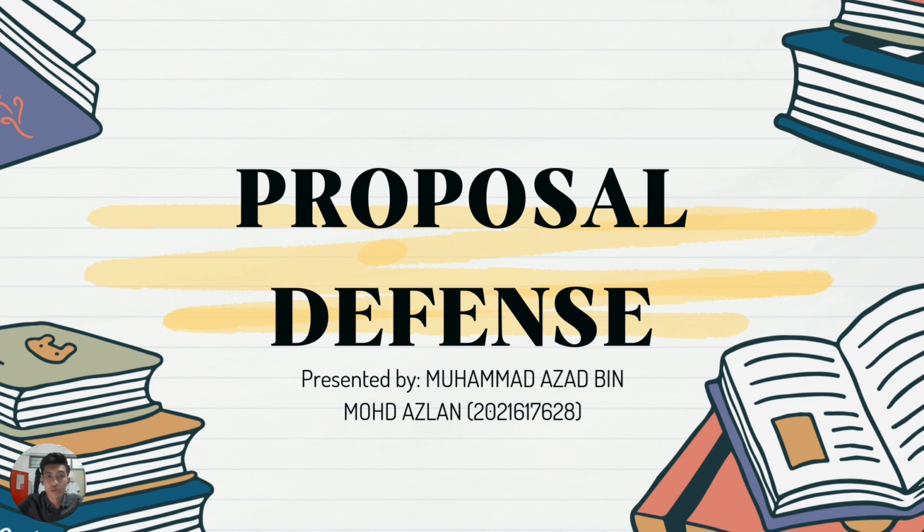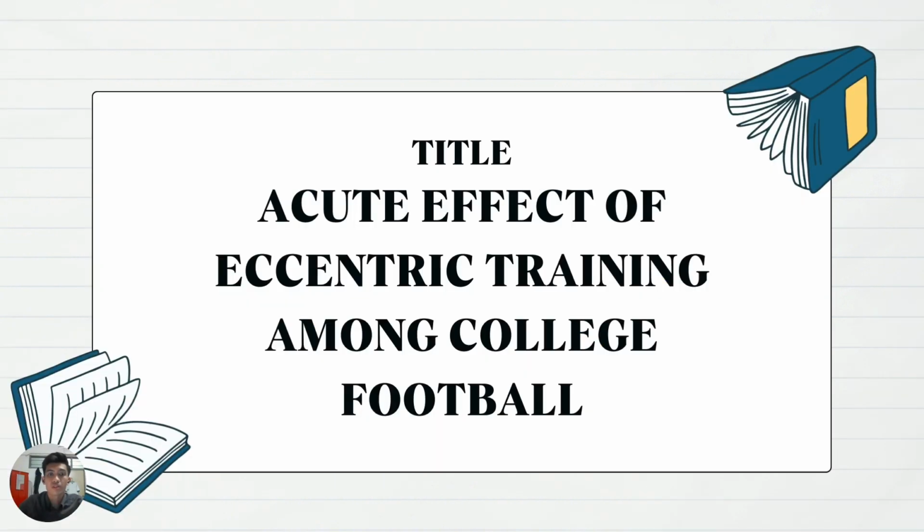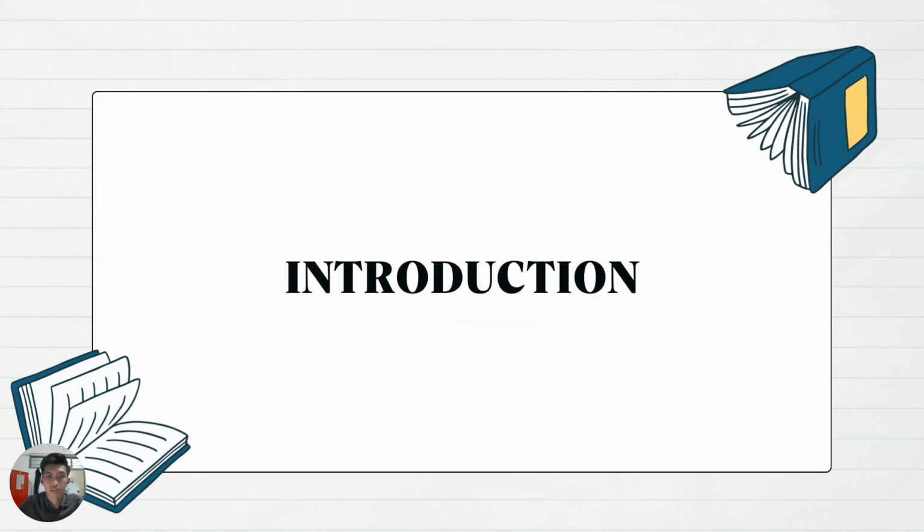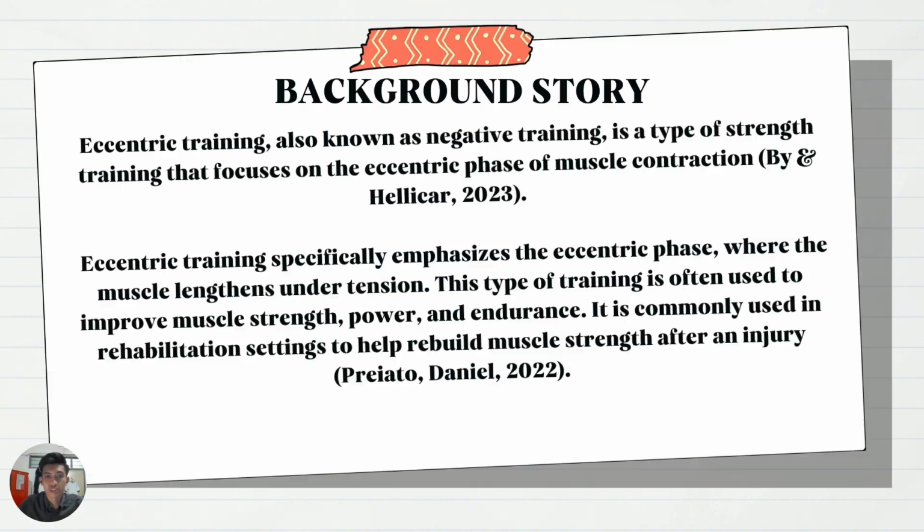So today I'm going to present to you about my proposal defense. The title for my proposal is Acute Effect of Eccentric Training Among College Football Players. So now let's look at the introduction.